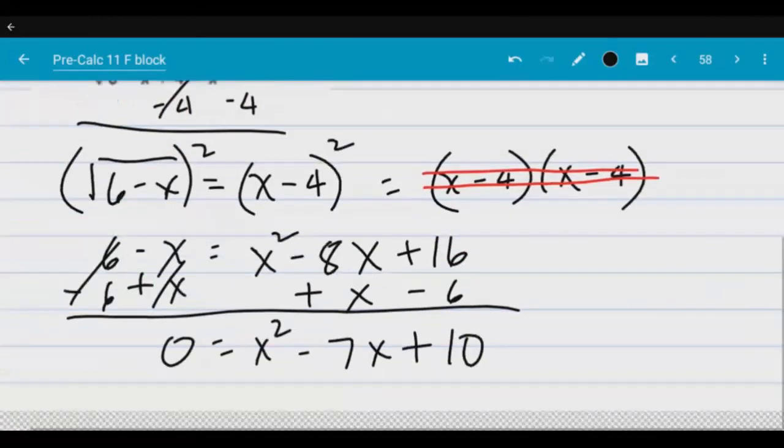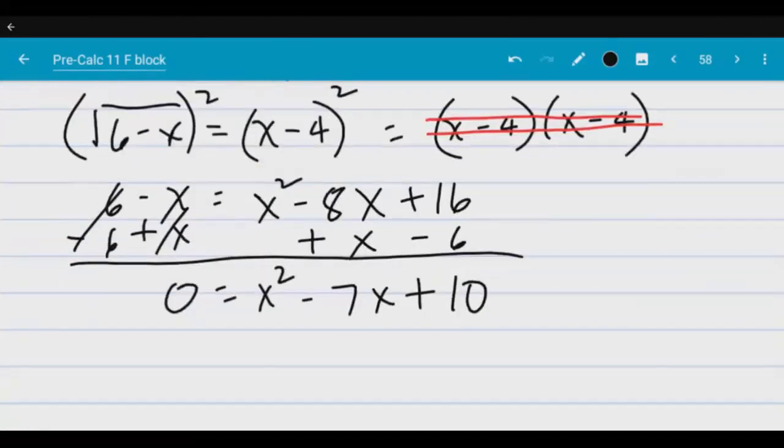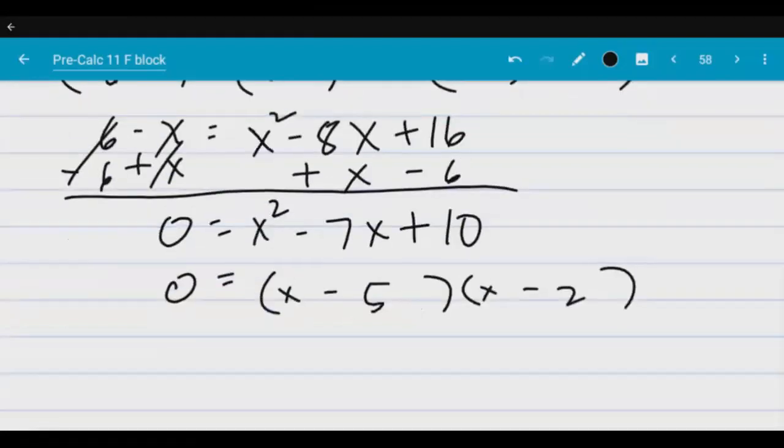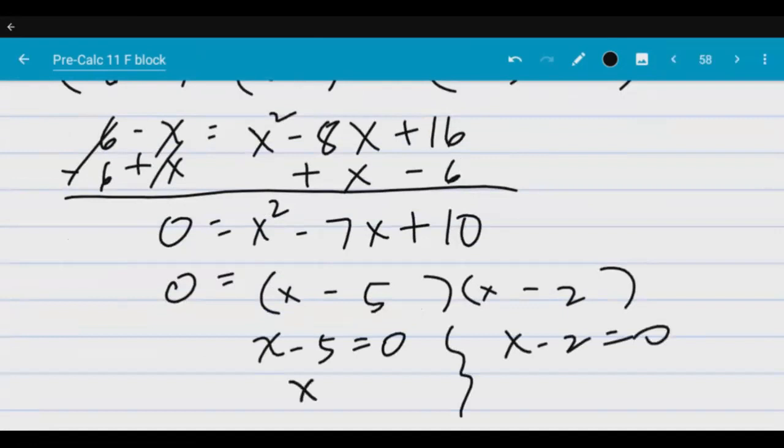All right. Now, guys, again, we will be ending up with something like this, an x here and an x here because of FOIL, right? Two numbers that multiply to 10 and add up to negative 7. That would be negative 5 and negative 2. Therefore, each of these would be made equal to 0. x minus 5 equals 0. x minus 2 equals 0. And x equals 5 and x equals 2.